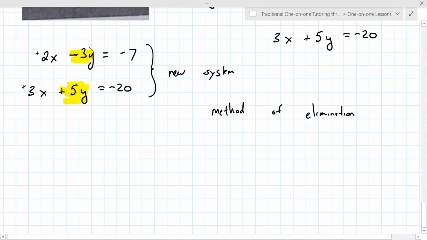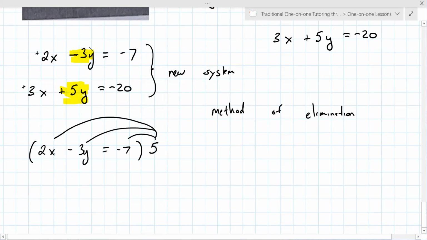So what you're going to want to do here is multiply everything in the first equation by 5. We're going to multiply each of these by 5. So what is 2x times 5? 2x times 5 is 10x. What is minus 3y times 5?